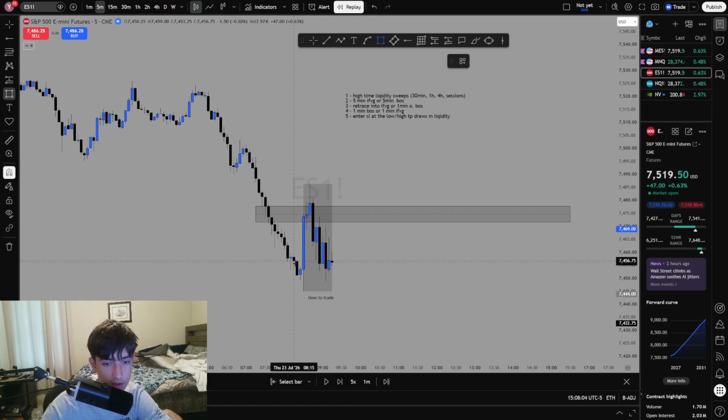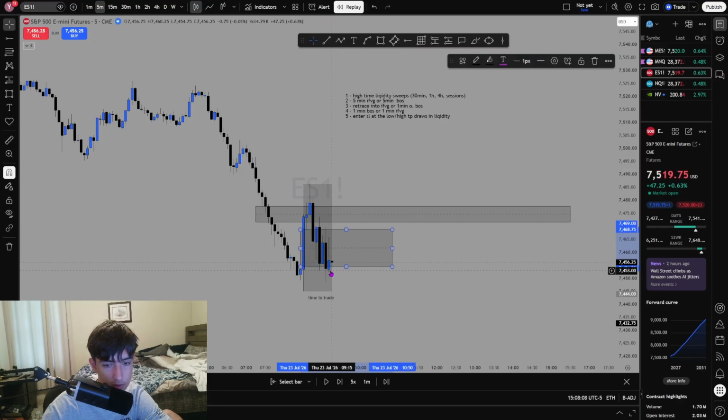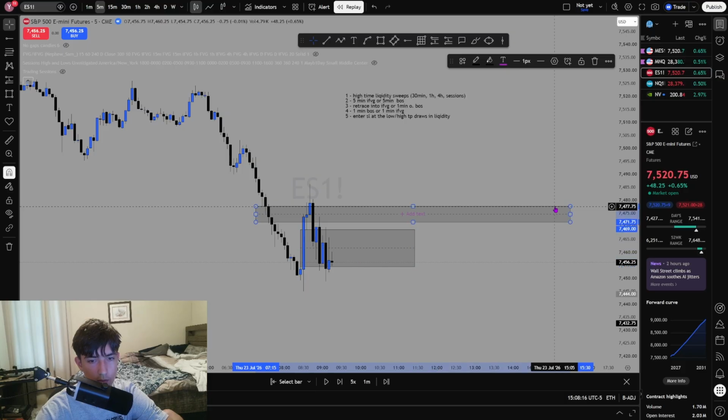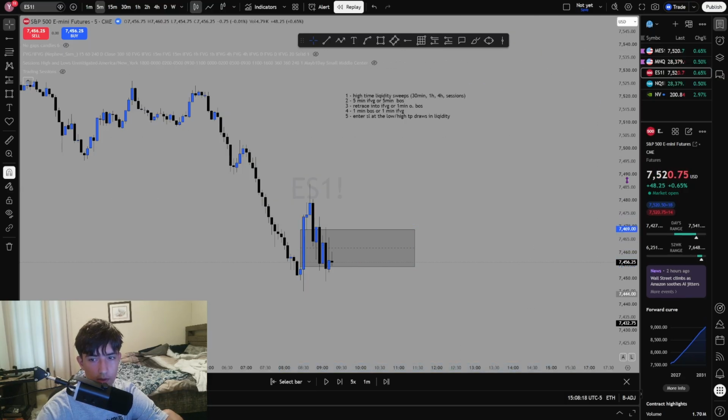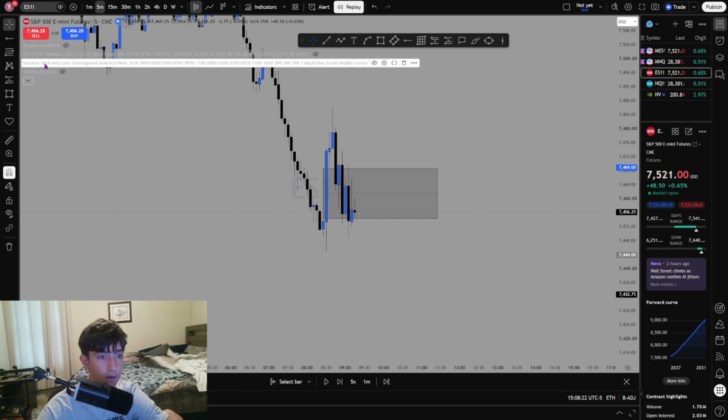Okay, this is the inverse fair value gap right here. As you can see, it closed below, so it inverted. I'm gonna take off this indicator because it'll be easier to see. We can erase this, we don't really need it. Now we're looking for a retracement because it inverted.